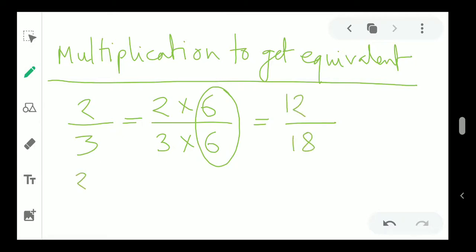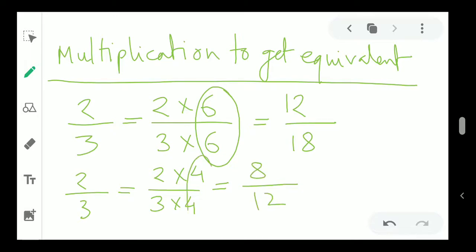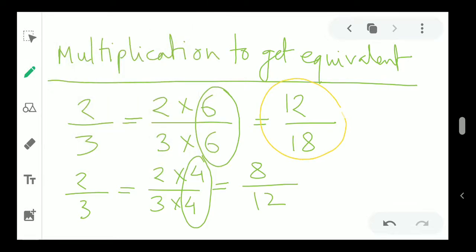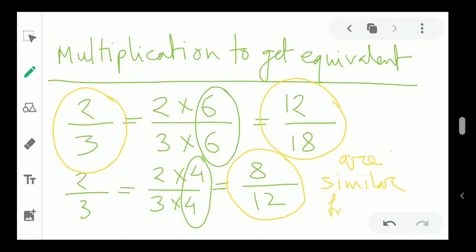So in this way you can get equivalent fractions. This also you can write like this. Let's say 2 by 3, and I am now multiplying with 4. So this will be 8 by 12. So you can see that the same number has to be multiplied in both of the sides, up also, down also. Now that means all of this, like this 12 by 18, 8 by 12, 2 by 3, they are similar or equivalent fractions.